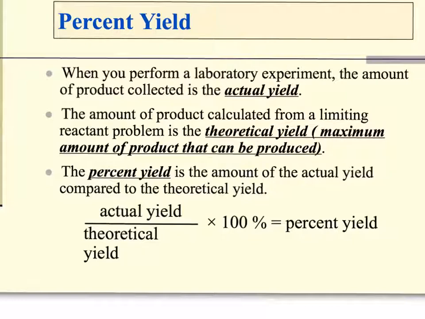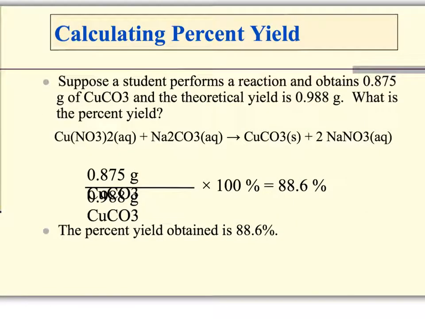The percent yield is the actual yield compared to the theoretical yield. The better the lab is performed, the higher the percent yield. No percent yield can go above 100, and rarely with rounding will a percent yield approach 100%. So let's look at a few percent yield problems. Suppose a student performed a reaction and obtained 0.875 grams of copper carbonate, and the theoretical yield is 0.98 grams. What is the percent yield?